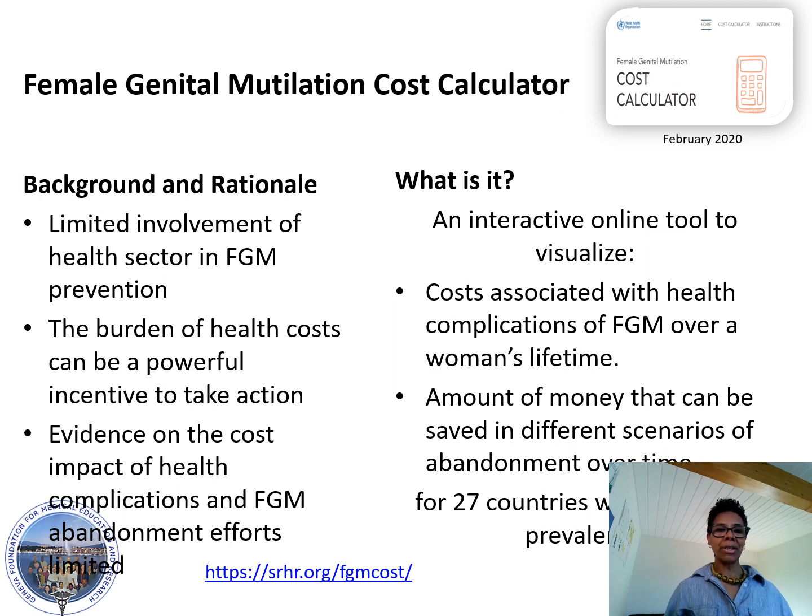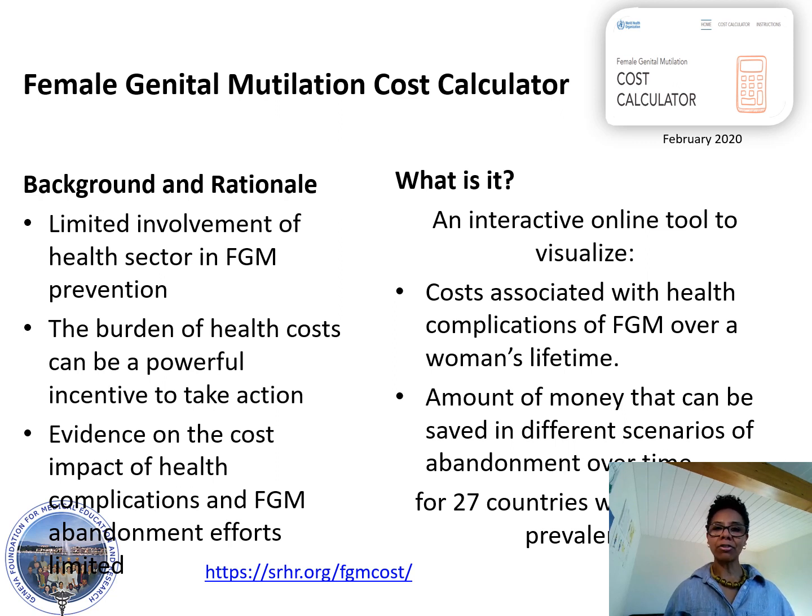We developed this resource because there was limited involvement of the health sector in FGM prevention, and we know that the health complications do have a health cost, and that the burden, if we measure the burden of these health costs, could be a powerful incentive to take action. However, there's limited evidence on the impact of health complications cost-wise, and how FGM abandonment efforts can alleviate these costs. So what is this FGM cost calculator?